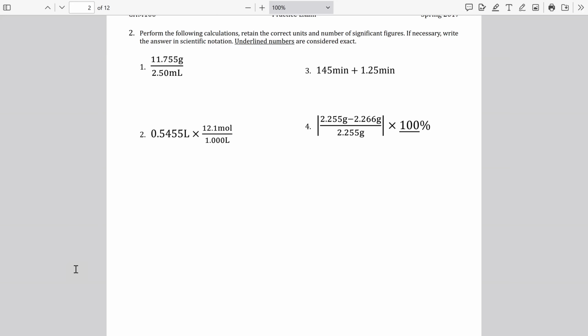All right, anything else on this page that looked confusing that you want to talk about? No? I just wanted to double check that 3, because the 0.25 minutes is so negligible, it just becomes 146. Correct. So our calculator answer would be 146.25, but we only get to keep the same uncertainty as our least certain number, which is another way of saying the same number of decimal places as our number that has the fewest decimal places. So we're going to keep our uncertainty in the ones place, round to the ones place.